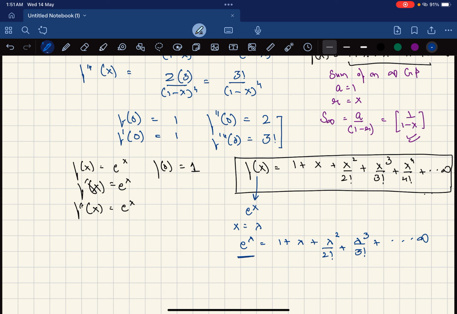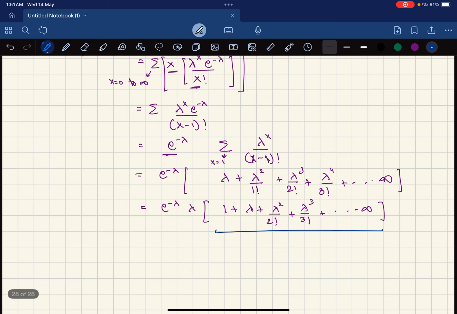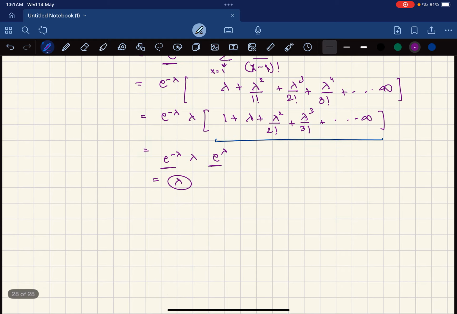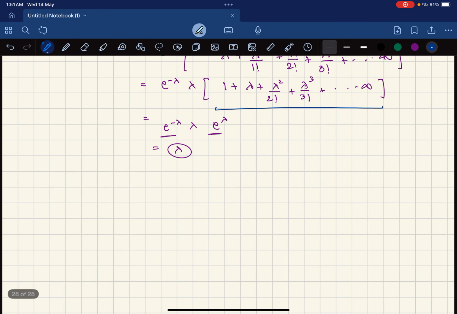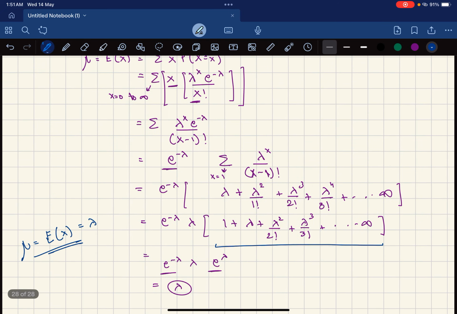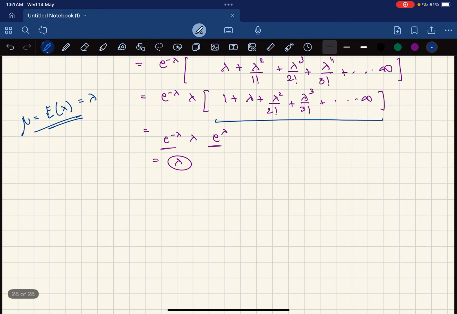Now this is the same term which is there in this particular bracket, and therefore we can write this as e to the power minus lambda and e to the power lambda. Now this and this cancel out and we are left with lambda, which is the required expected value for a Poisson distribution. So for a Poisson distribution, the mean or expected value is given as lambda. So this is how we get to the expected value or mean of a Poisson distribution.